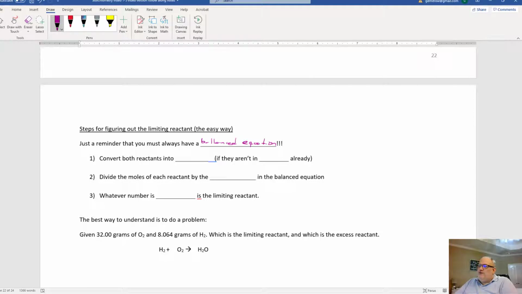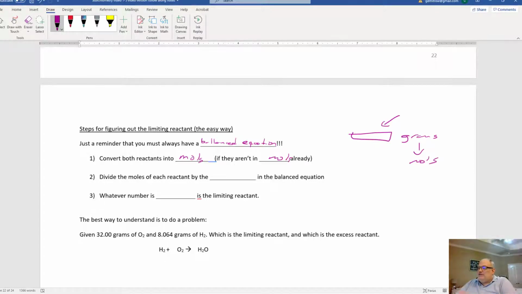Convert both reactants into moles if they aren't in moles already. Now here's the thing. I don't know if you have a molimeter around your home or anywhere, and in the lab we certainly didn't have a molimeter, but we did have scales. This is me interpreting a scale. So when we put something on a scale, it would measure in grams. So often what will happen is we'll have an equation that's written in moles, because all equations are written in moles, but they'll give us grams. So the first step is going to be to convert from grams to moles in every type of problem.